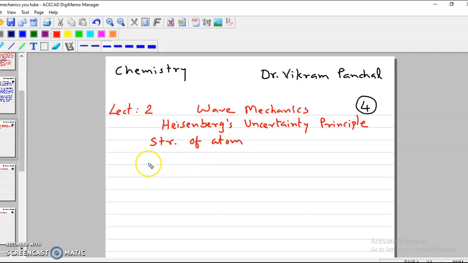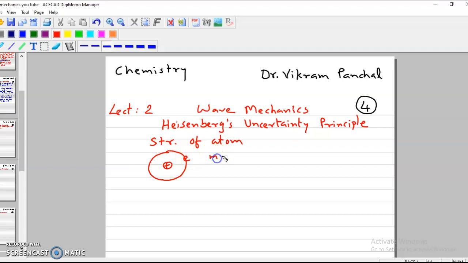and Bohr's model and how de Broglie was not in favor of Bohr's model. Even Heisenberg is also not in favor of Bohr's model. According to Bohr's model, every atom has a nucleus in which all protons are found. Electron revolves around the nucleus at a definite distance.